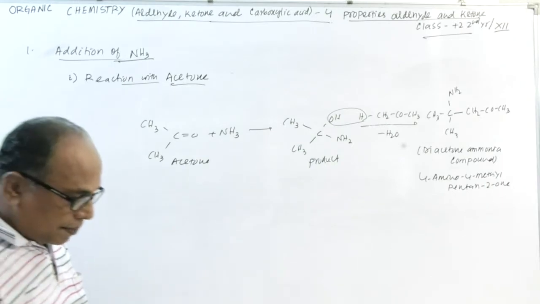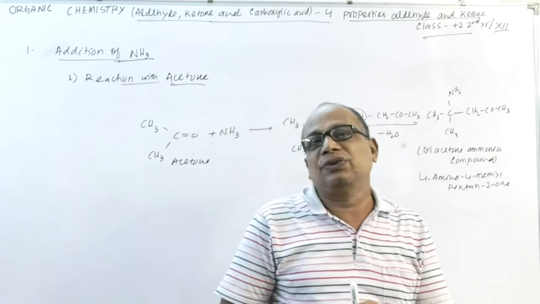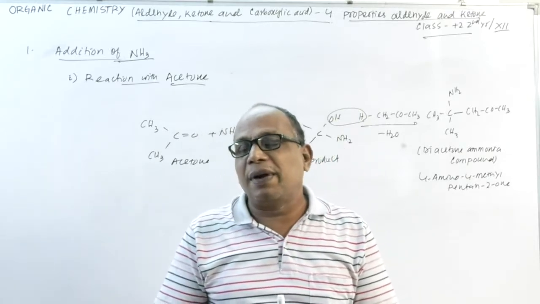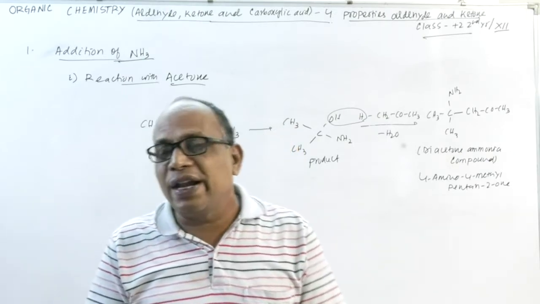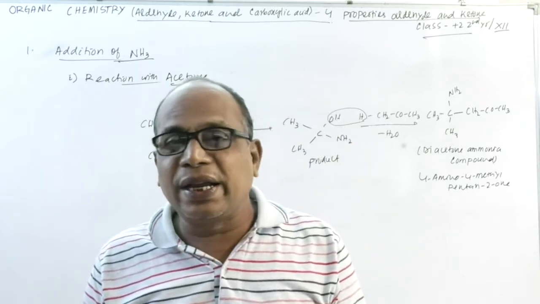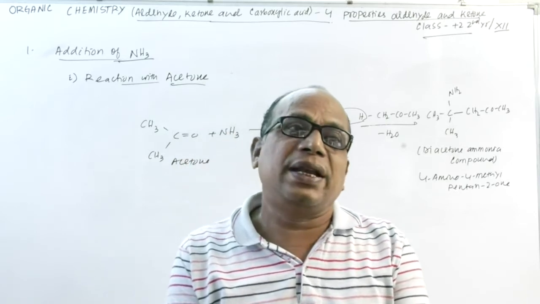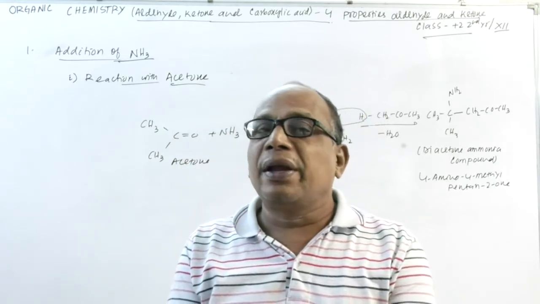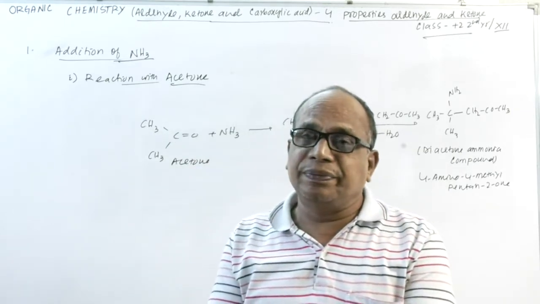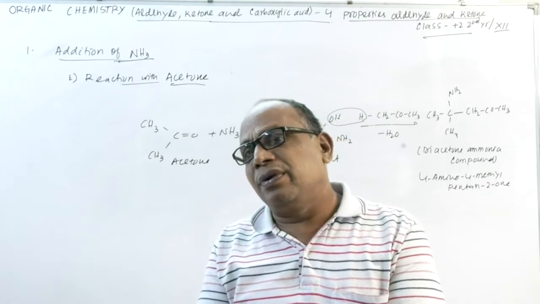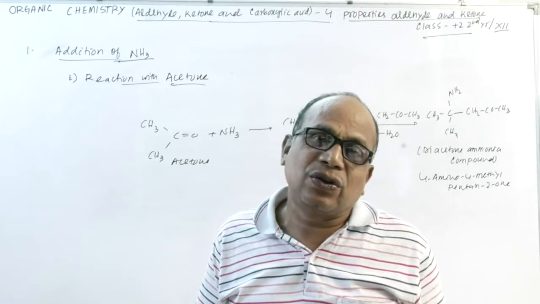Okay, this is the reaction of ammonia with formaldehyde, acetaldehyde and acetone, three different compounds, and they react with ammonia to give three different products. In case of formaldehyde, it gives a cyclic compound called hexamethylene tetramine, also called urotropine. In case of acetaldehyde, it gives acetaldehyde ammonia compound, but in case of acetone, it finally gives diacetone ammonia.